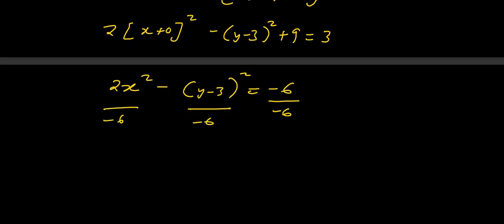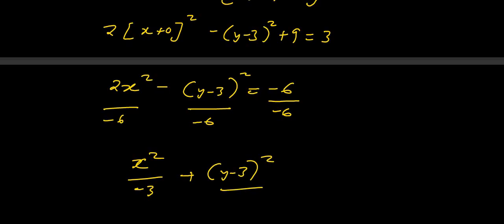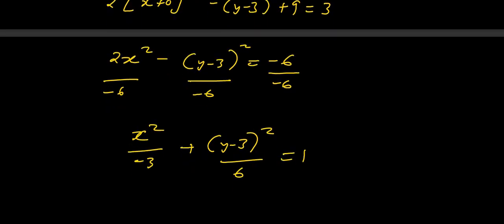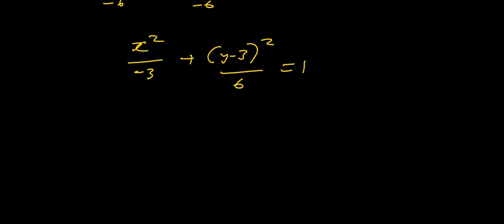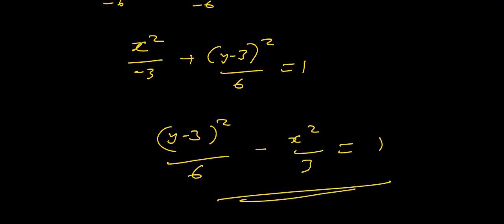So divide by 6 each term. So I have negative x squared over 3 plus y minus 3 squared over 6 is equal to 1. This can be rearranged. I bring the positive term first, so y minus 3 squared over 6 is the positive one, so we're on the y-axis, then minus x squared over 3 is equal to 1. So this is the equation that we're dealing with.